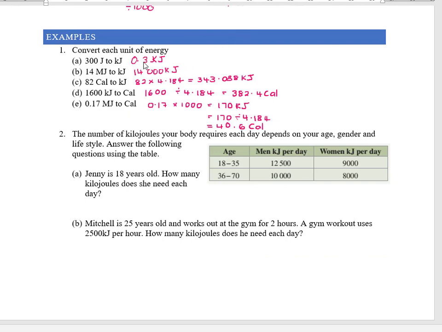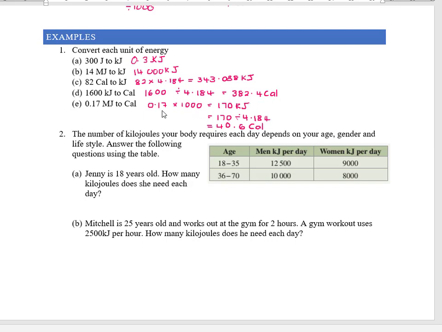So you can see the first one is 0.3 kilojoules. The next one is multiplied by 1,000, I get 14,000 kilojoules. I'm going now from calories to kilojoules, and I know that 1 calorie is 4.184 kilojoules, so 82 times 4.184, and I get 343.088 kilojoules. Now I'm going from kilojoules to calories, so 1,600, I'm now dividing by 4.184, and I get 382.4 calories.